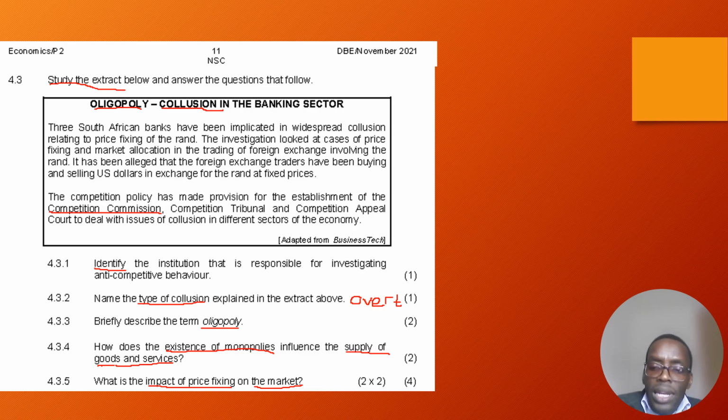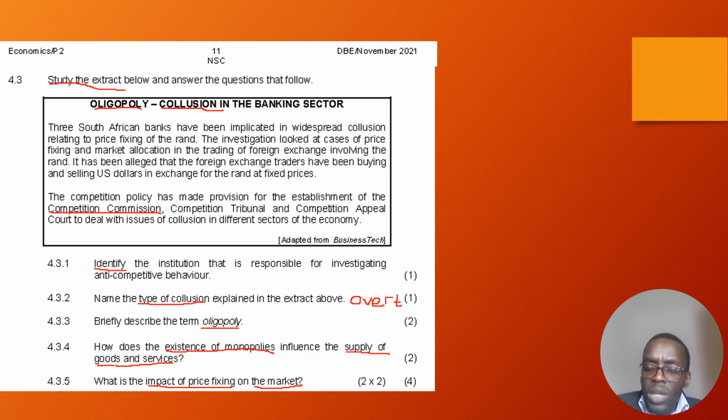Okay, and then the next one is the demand for products is going to decrease. Why? Because whenever they do price fixing, they are going to increase the prices. So what it would now mean is that when the price increases, consumers are not going to be able to afford the goods and services. Goods and services become more expensive for the consumers, and they will not be able to afford them.